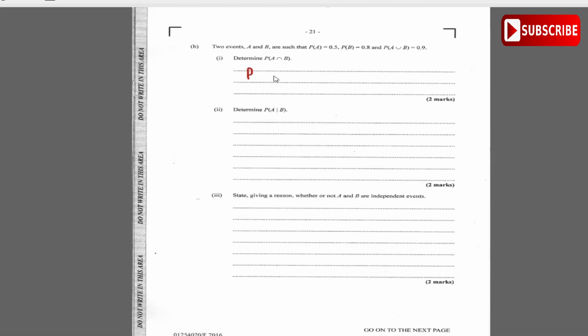The probability of A intersect B is equal to the probability of A plus the probability of B minus the probability of A union B. That will give us the intersection. So that's a simple formula to remember. So let's apply that formula right here.